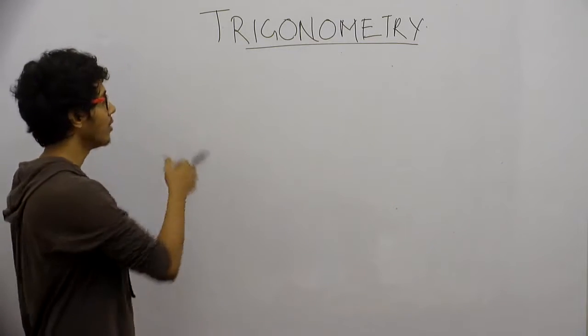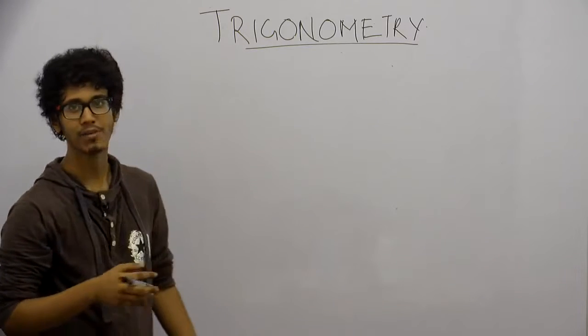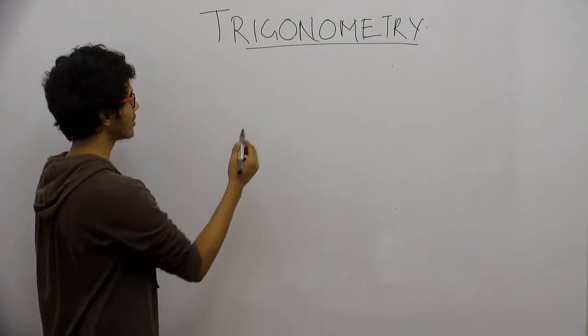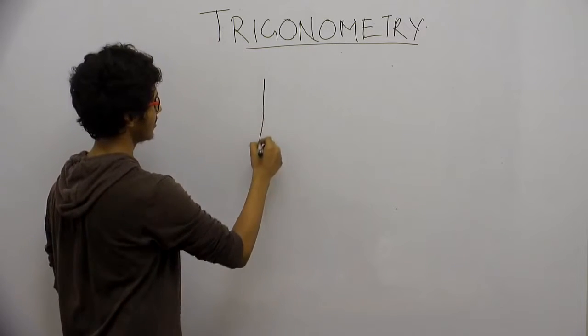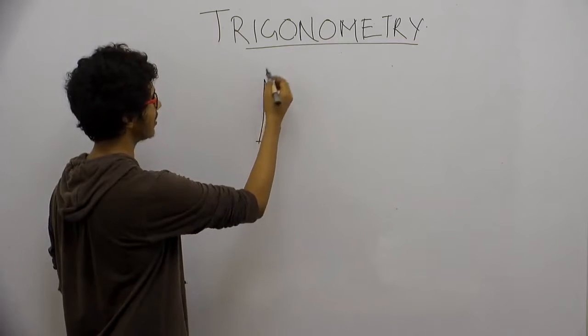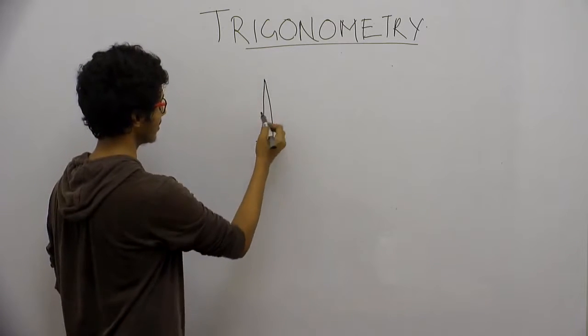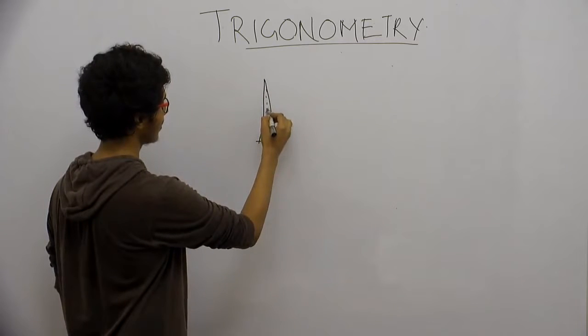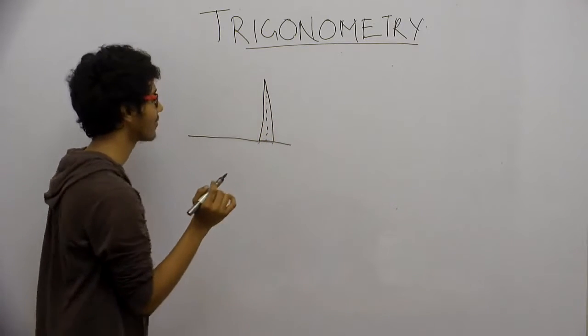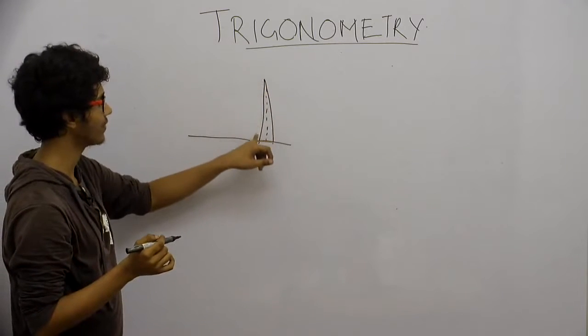Okay. Now in real life, how do you make a right angle triangle? How do you justify making one? Suppose there's a tower, a telephone tower. This is the midpoint, this is the ground level. Suppose you want to find the height of the tower.